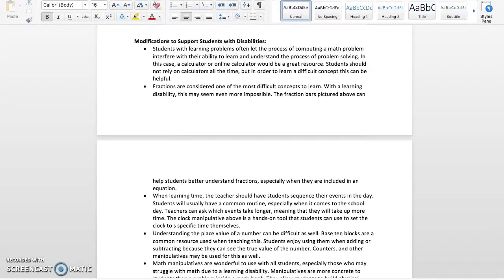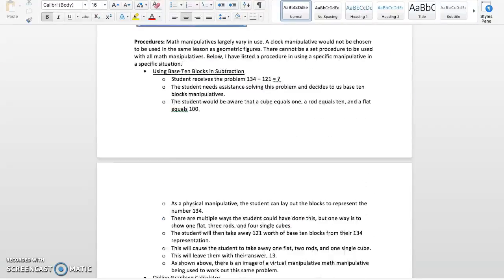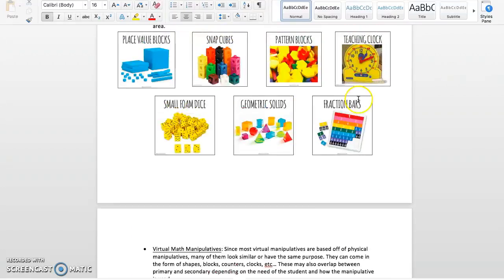Fractions have been considered one of the most difficult concepts for anyone in general to learn, and with a learning disability this can make it seem even more impossible. We talked about the fraction bar up here, and I thought that would be a great resource to use with students who may struggle with that, because it just gives them so much detail on what's going on inside of a fraction.